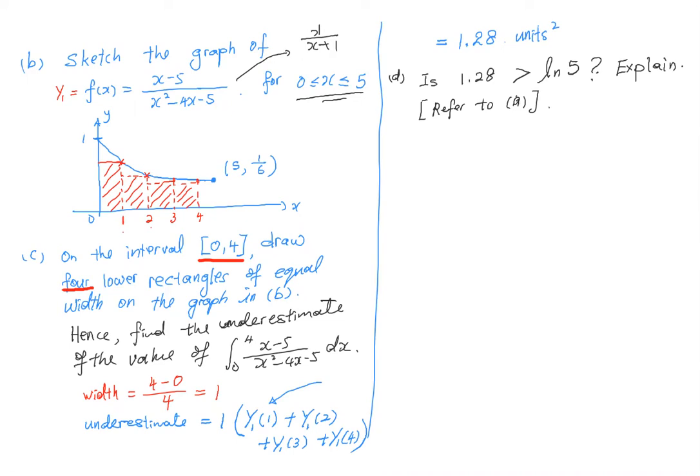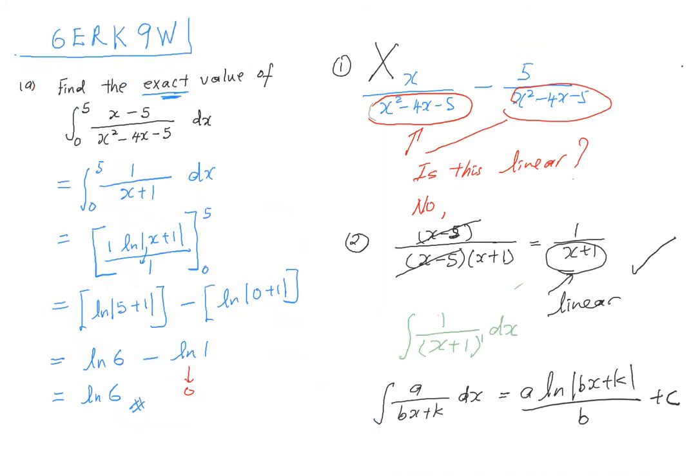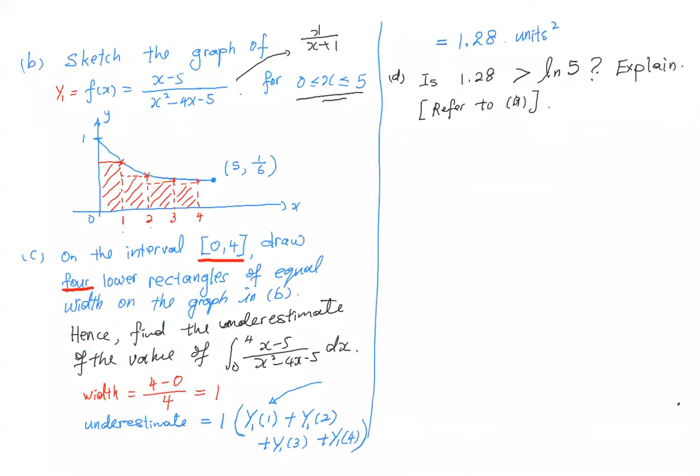Do you remember our part A? If I integrate 0 to 5, I get ln 6. Correct? So if I integrate 0 to 4, I will get ln 5. Am I right? Okay. So now the question is: is 1.28 greater than ln 5? Explain. Refer to A. Can someone give me the answer?